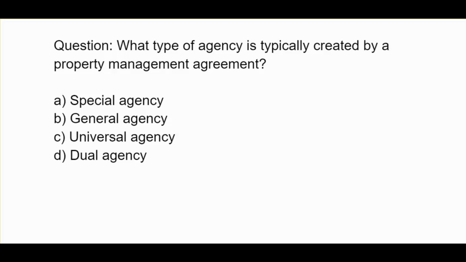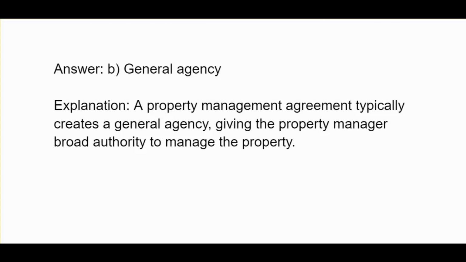What type of agency is typically created by a property management agreement? A, special agency. B, general agency. C, universal agency. D, dual agency. B, general agency. A property management agreement typically creates a general agency, giving the property manager broad authority to manage the property.